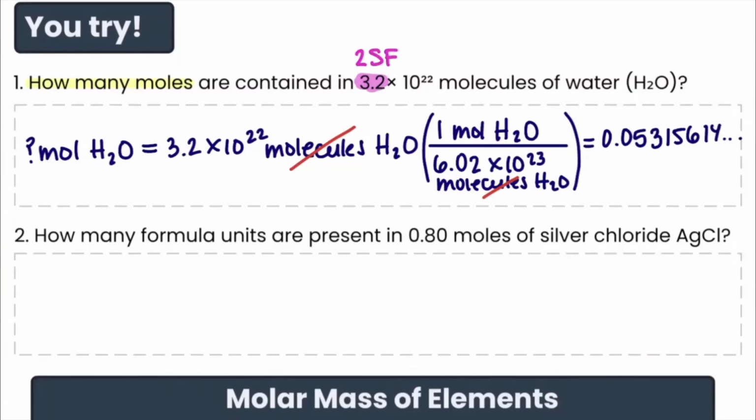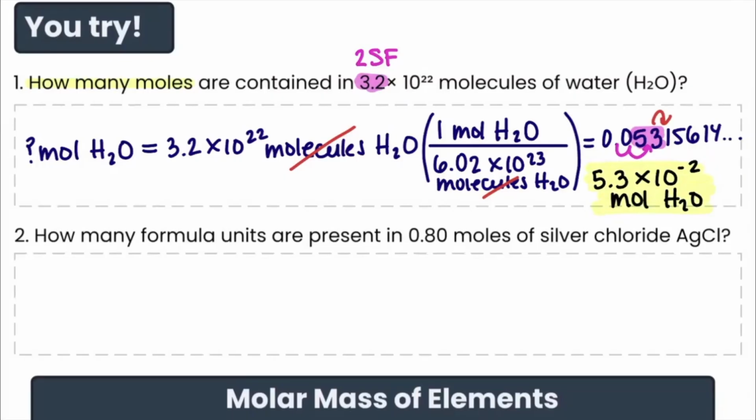So keeping that in mind, look at this decimal and move it 2 places to the right because we want to reach a number between 1 and 10. So our answer should read 5.3 times 10 to the negative 2. Because we moved the decimal 2 spaces to the right, it's 10 to the negative 2 power moles of H2O. And remember, it's 2 significant figures. That's why we cut it off at the 3. Because when we look next door, it's a 1. And because it's less than 5, you drop it. And that's our answer.